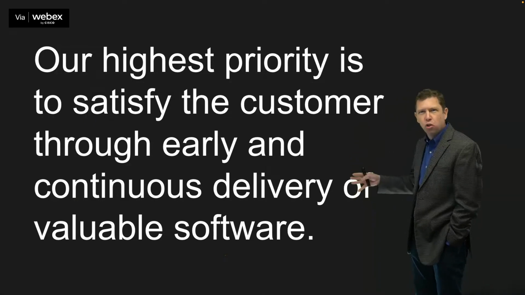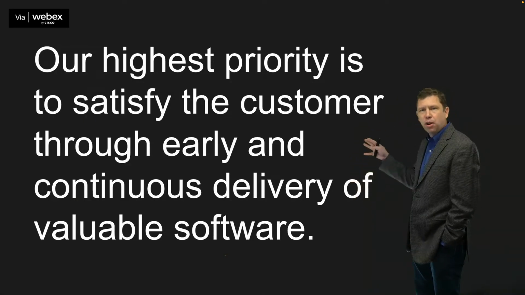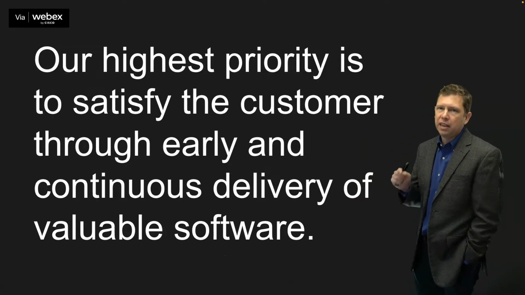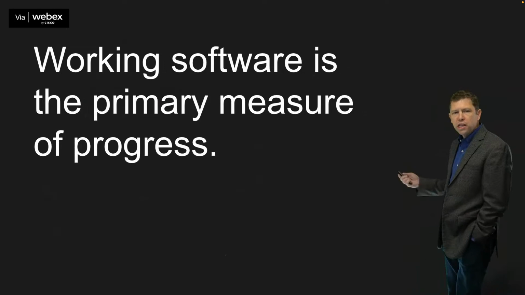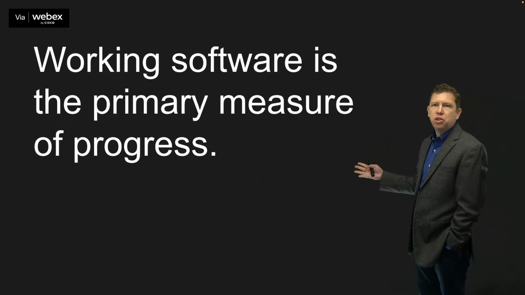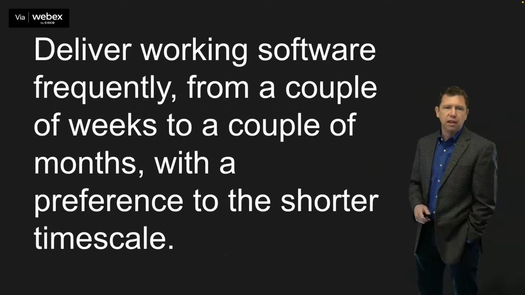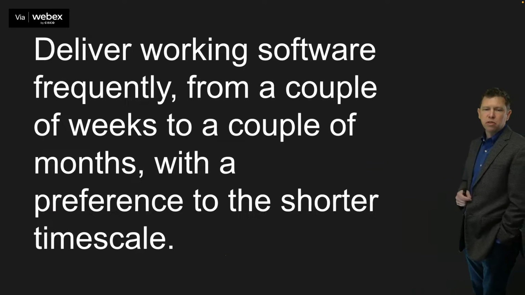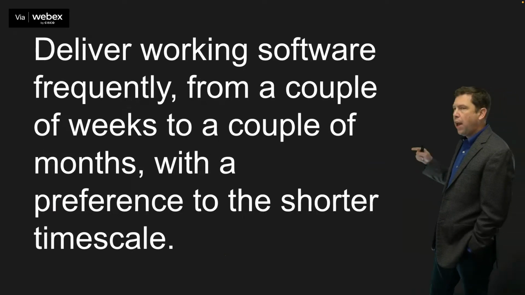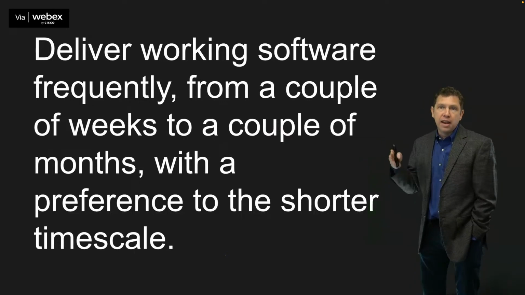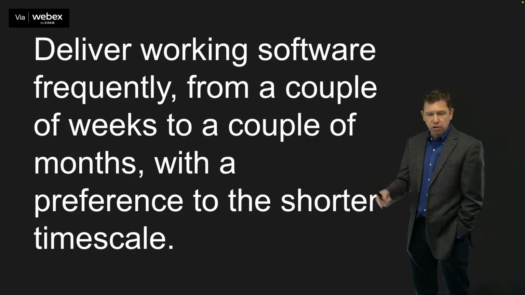It should be a primary goal of any Agile team. If this isn't a primary goal of any Agile team, then maybe we've got a goal out there that's going to be leading us in the wrong direction. Working software is the primary measure of progress. This is another goal that every Agile team should have. This should be driving the way the team behaves. Deliver working software frequently, from a couple of weeks to a couple of months, with a preference toward the shorter time scale. If you have an Agile team that is not trying to do this, they've got a different goal. They're headed in a different direction.